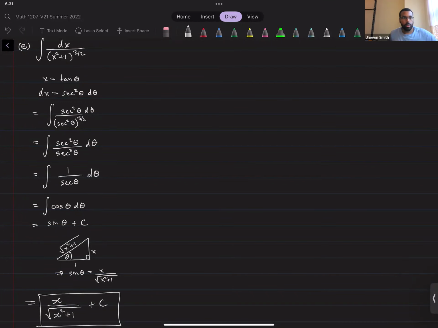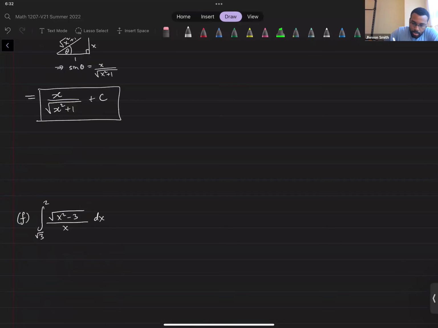So that's that one. Okay. So the 3/2 power is something that was weird, but you go to trig sub, it's not that bad. It ended up just being the equivalent of the integral of cosine.